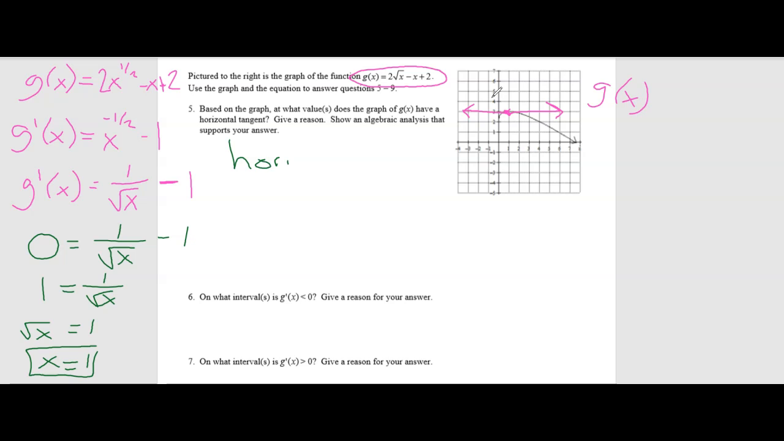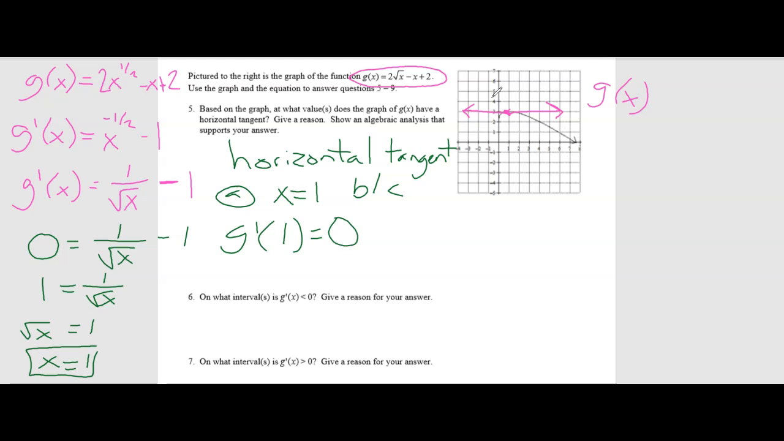So, horizontal tangent at x equals 1 because g prime of 1 is equal to 0.